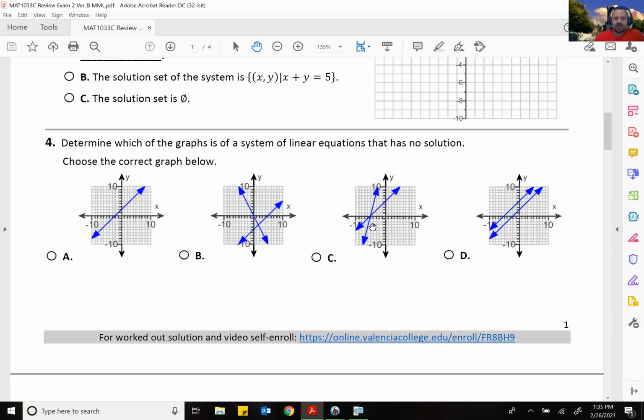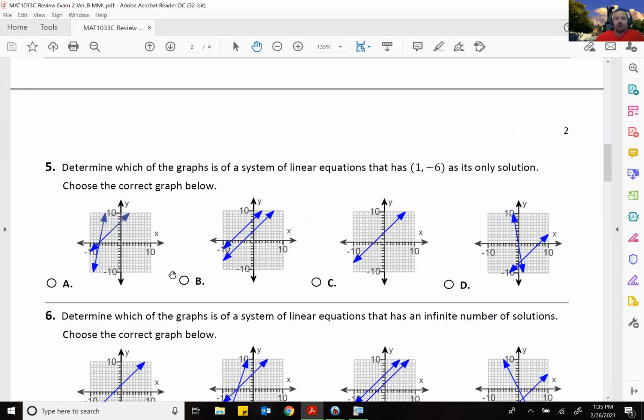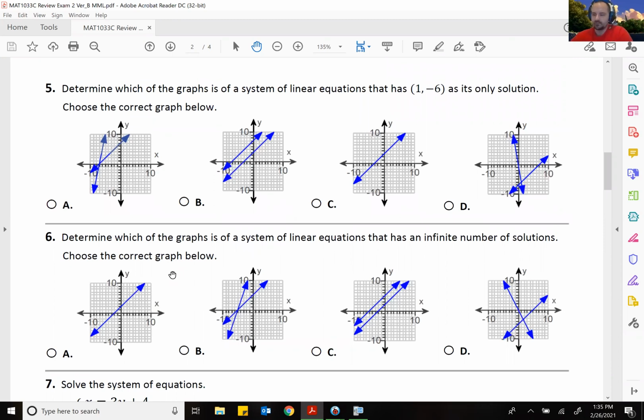C, that's what it looks like for a 1 solution, which is what we just did on number 3. And the same thing for B, that's a 1 solution. And A is what it looks like for the infinite because it's just 1 line. These 2 lines lie on top of each other. So number 5 and number 6 are just reiterating what we talked about. So number 5 wants to know which graph shows the solution of 1, -6 only.